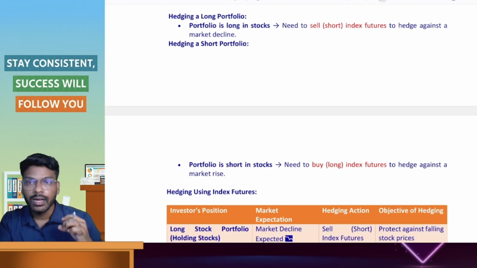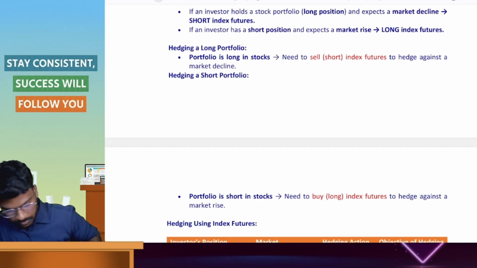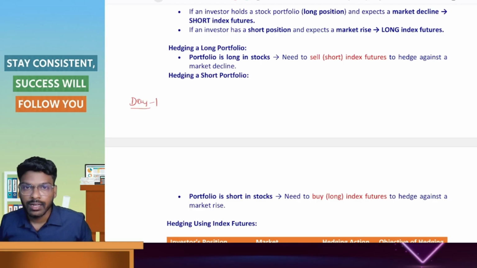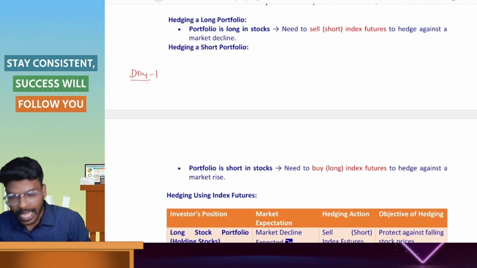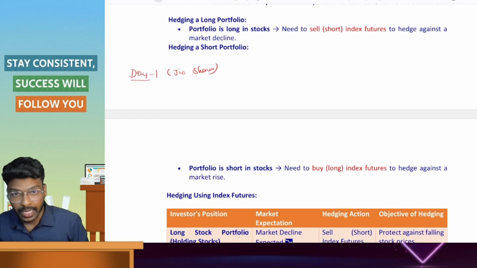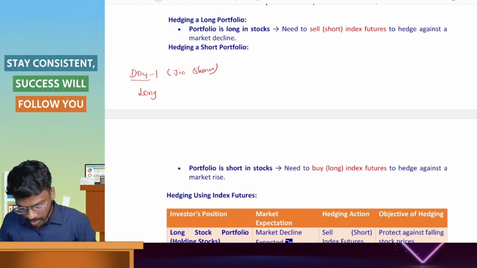In case of market decline, I will explain in terms. First, on day one, I have entered into a future contract, that is a derivative contract. On the first day, I have an expectation that Geo shares' price will increase. I have taken a long position in the Geo shares.